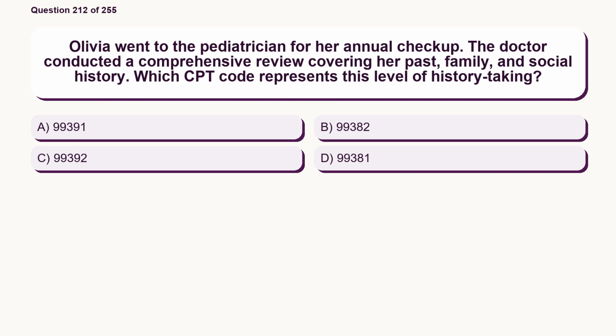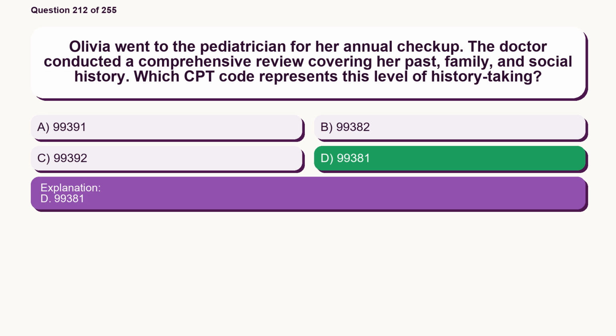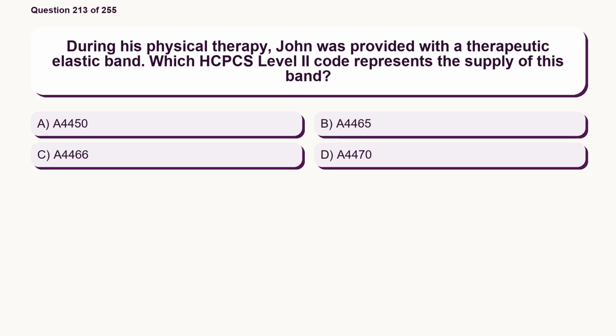Olivia went to the pediatrician for her annual checkup. The doctor conducted a comprehensive review covering her past, family, and social history. Which CPT code represents this level of history taking? Option A, 99,391. Option B, 99,382. Option C, 99,392. Option D, 99,381. The correct answer is option D, 99,381. Question 213.